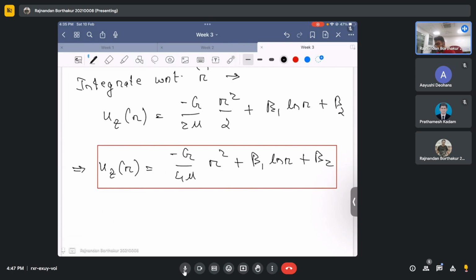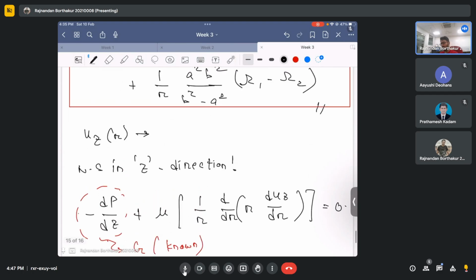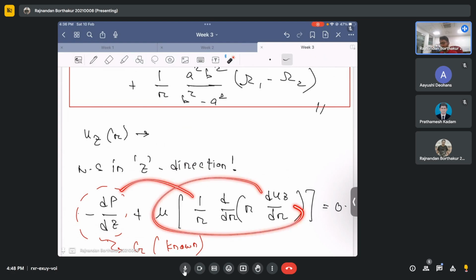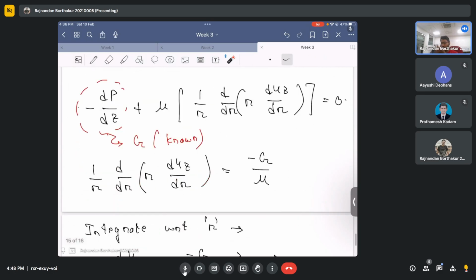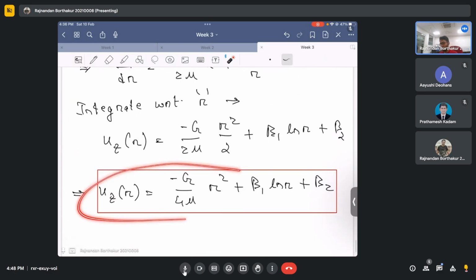If this is clear, this is just mathematics, you guys know how to do this. What we did is we applied the Navier-Stokes equation in the z direction by invoking all the assumptions. We just end up getting a balance between the viscous term and the pressure gradient term, as you saw. If we integrate this in the cylindrical coordinate system, we end up getting this term.